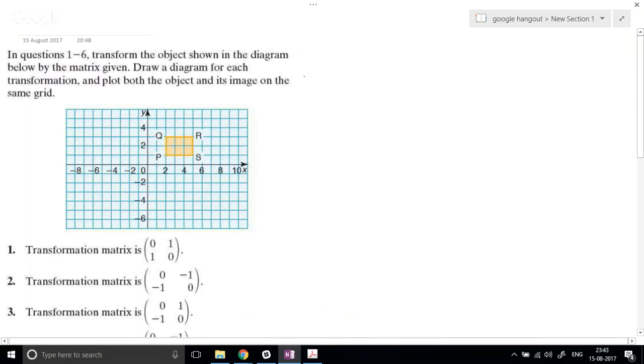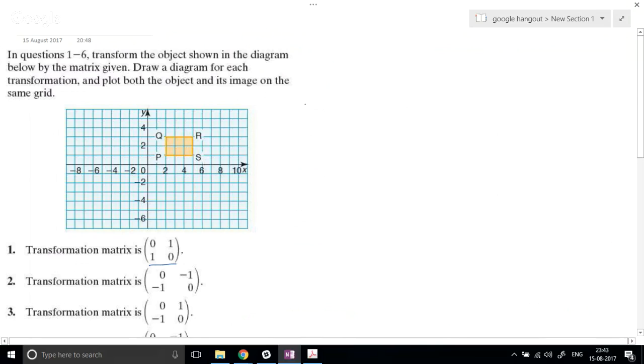Now let's see this question. In this question, transform the object shown in the diagram below by the matrix given. Draw a diagram for each transformation and plot both the object and its image on the same grid. Now the transformation is this.